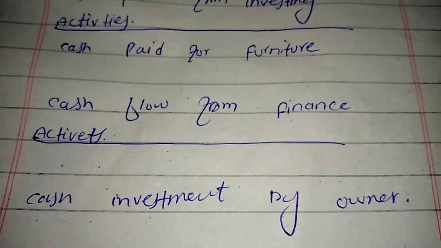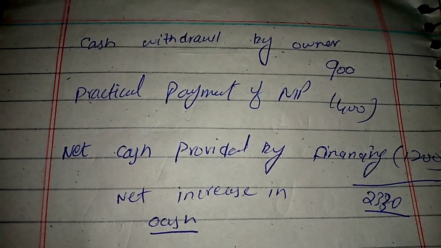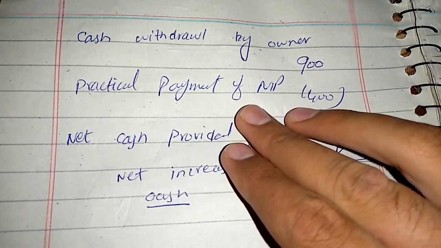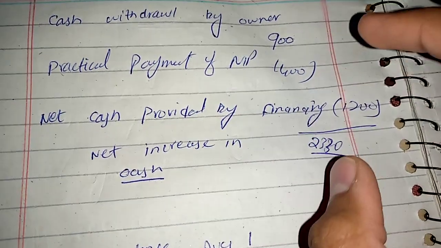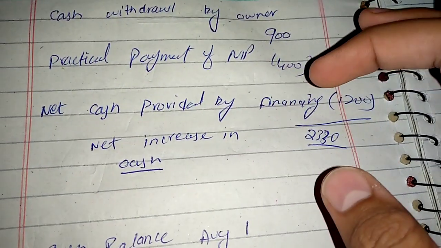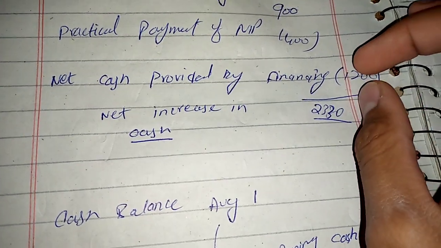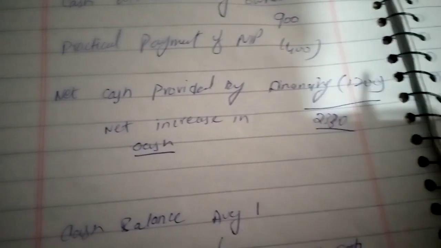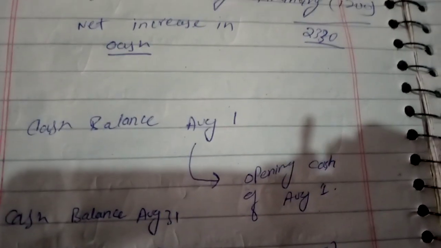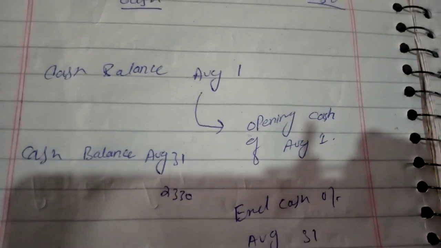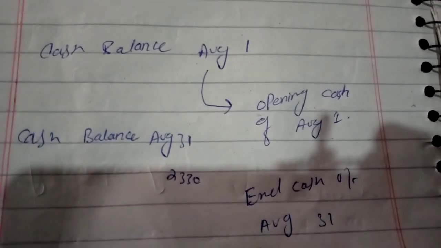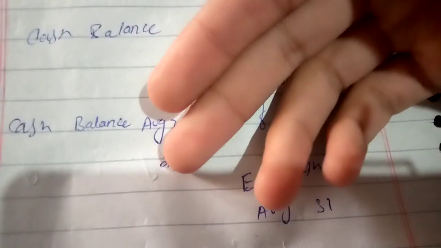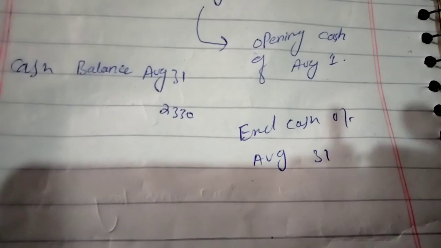And we are going to the next page. So after that we have written cash withdrawn by owner, partial payments of MP, which is 400 and 900. Net cash provided by financing is 1200. Net increase in cash is 2330. And cash balance August 1 is the opening cash, and the cash balance on August 31 is 2330, the end of cash on August 31.